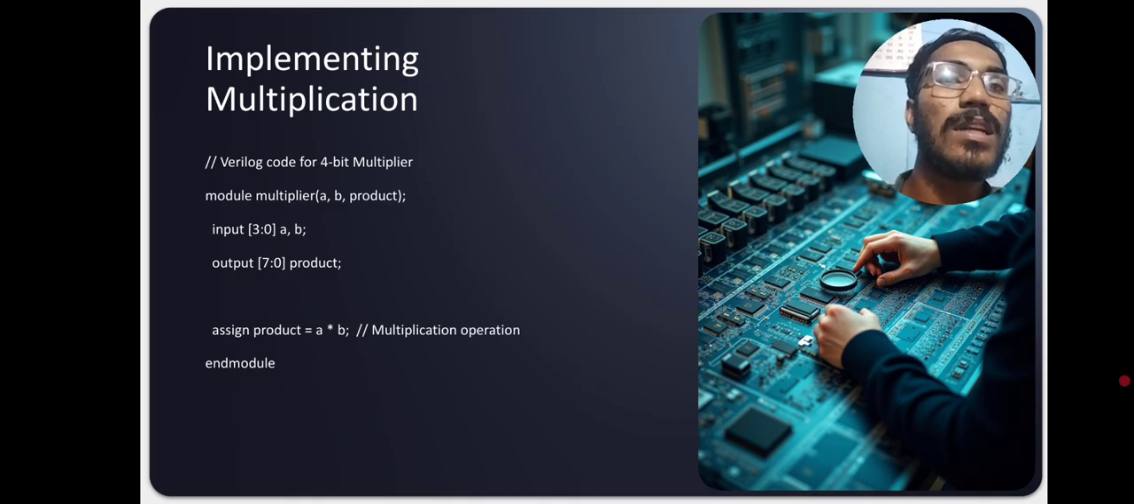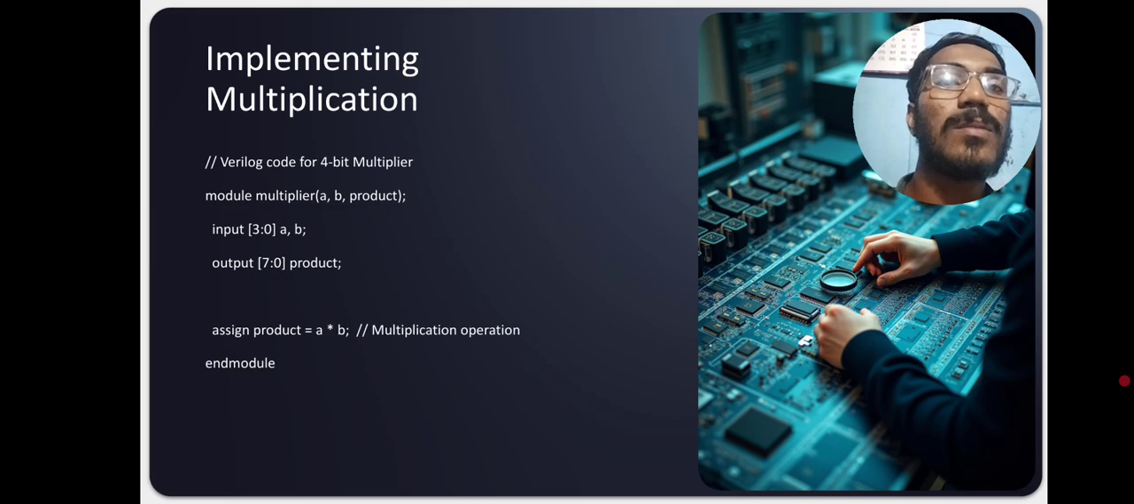Keep the same file name, multiplier, and use the same starting module multiplier a comma b, which are inputs, the same as in addition and subtraction. Here also a, b and product. There, the first one had the sum for addition and the second had the difference. Now we are using product. These are the output values, and you can give any inputs you like.